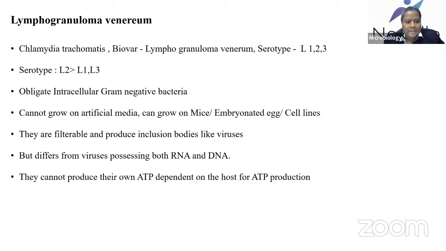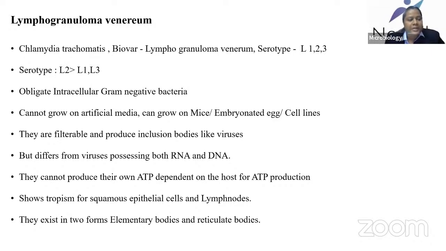And Chlamydia cannot produce their own ATP for their energy needs, so they are dependent on the host for ATP production. All these Chlamydia have tropism for squamous epithelial cells and for the lymph nodes. When they multiply inside the host, they exist in two forms: the elementary bodies and the reticulate bodies. The elementary bodies are the inactive form, and the reticulate bodies are the replicating form. The elementary bodies are the extracellular form, and the reticulate bodies are the intracellular form. These are the various differences between the elementary bodies and the reticulate bodies.